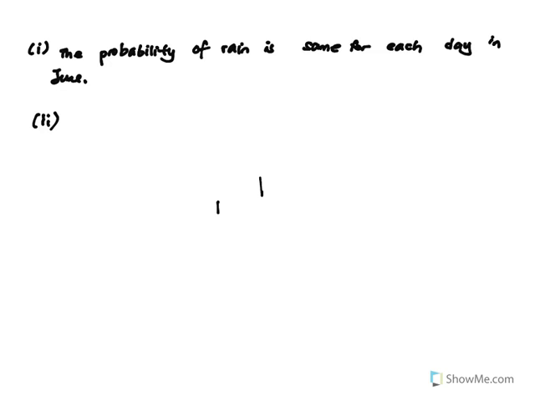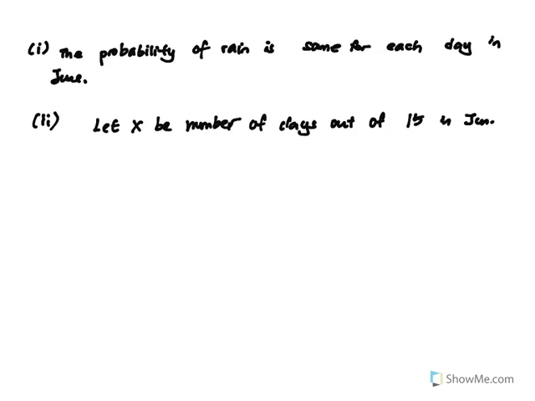The probability that it rains at least once in a sample of 15 days in June is 0.96482. We want to write down an equation. Let X be the number of days out of 15 in June that rains. We always have to define the variable. Then X follows the binomial distribution with parameters 15 and p. What's the probability that X is at least 1?